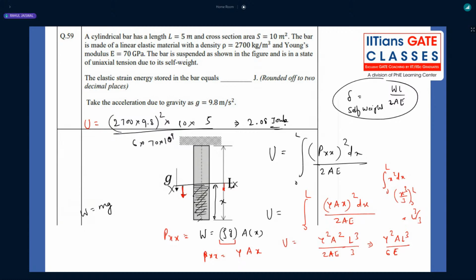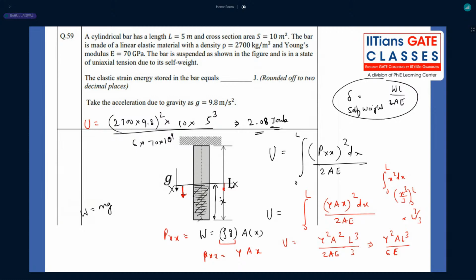Two AE, right? Area we already know, 10 meters square, that we already kept. Length cube, right? So if you calculate 2700 into 9.8 whole square into 10 into 5 whole cube divided by 6 divided by 70 divided by 10 power 9, you get 2.083, but we have to round off to two decimal places. So 2.08 will be correct.